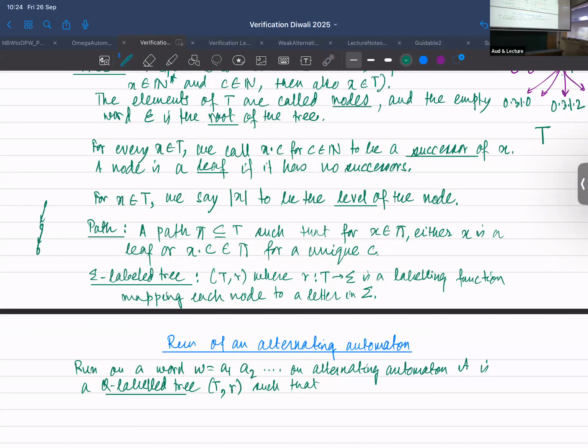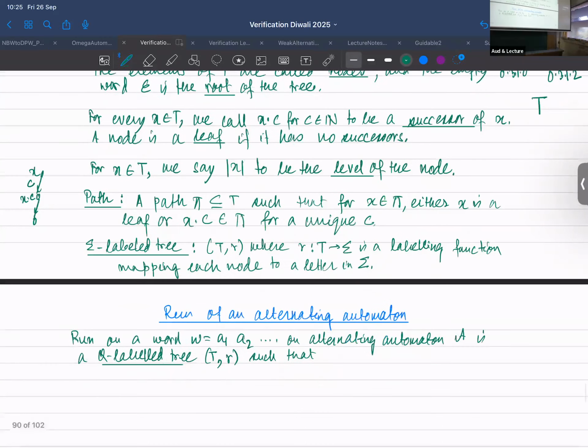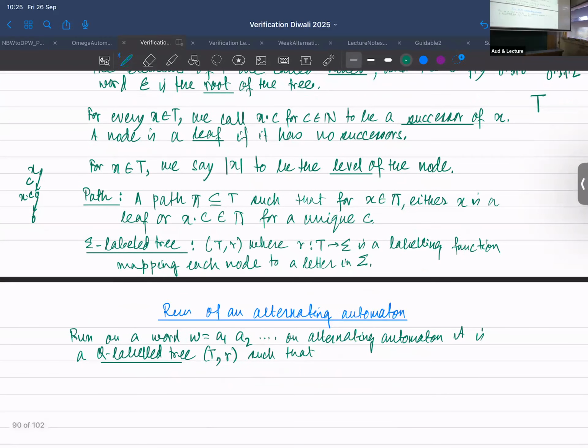So if I have, let's say, this is x, then there is a unique c such that x.c is in that path. I cannot have two different c's, c and c prime, in the path. That's the thing. And what is a sigma labeled tree? A sigma labeled tree is one where you have a labeling function on the tree, R, and R maps from T to sigma. It's a labeling function mapping each node to a letter in sigma.